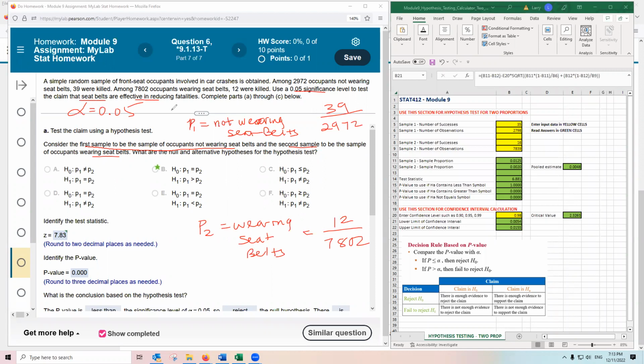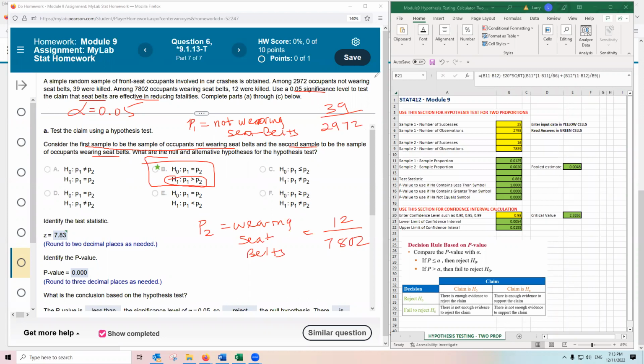Well, if seatbelts really are effective, then we would expect P2 to be less than P1, right? Because the proportion would be lower if you're wearing a seatbelt. Well, that's the same as saying P1 is greater than P2, right? It would mean the proportion of people getting killed is greater if you're not wearing a seatbelt. That assumes the seatbelts are effective. So I'm going to be using this setup here saying P1 greater than P2.